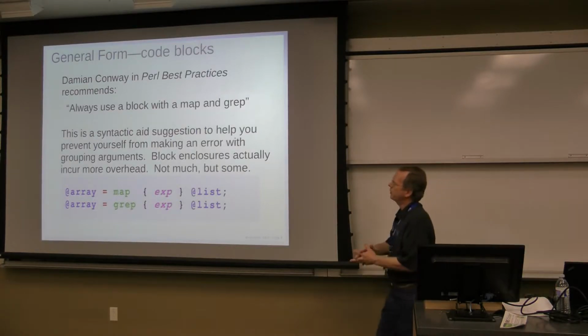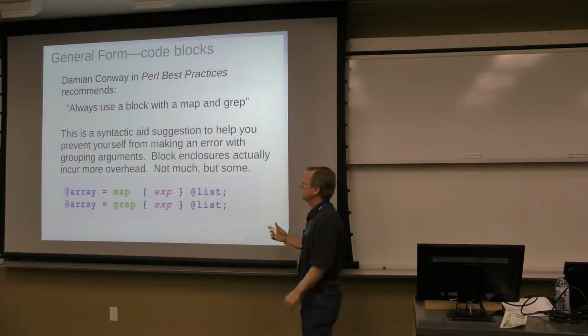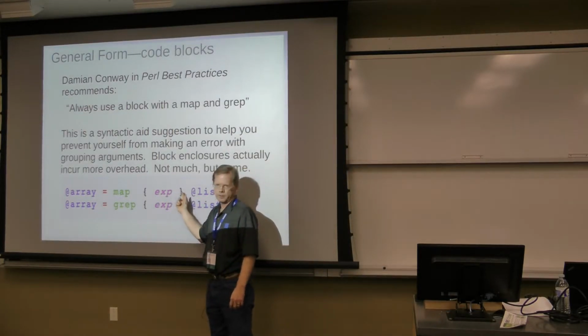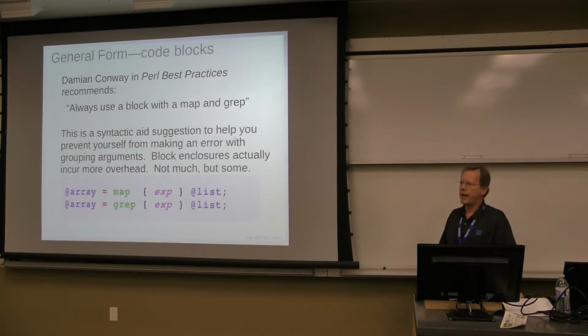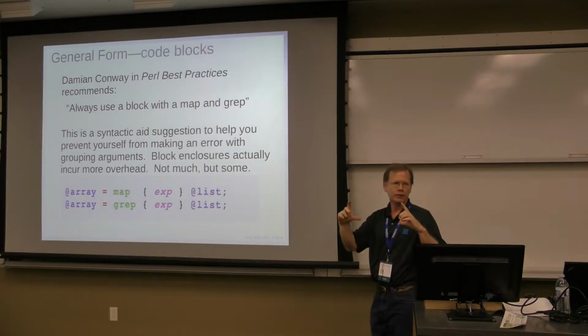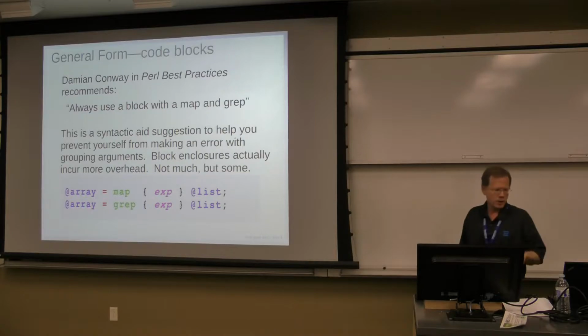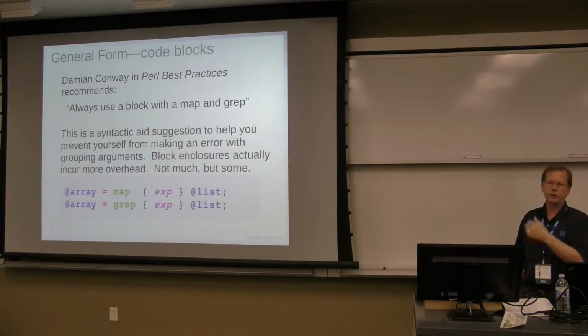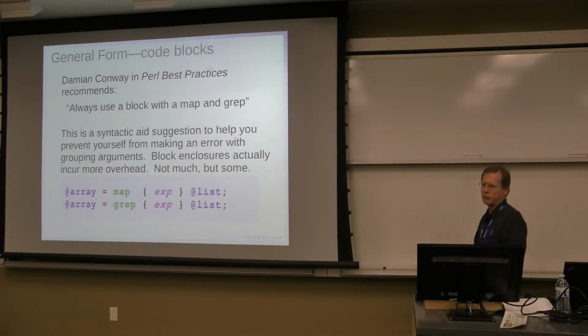Now, Perl's best practices, Damian Conway recommends to always use the block instead of the comma form. And the reason why is it's really a syntactic help so that we don't accidentally get the wrong thing happening, so that we have our thing that we're performing inside that code block. One of the problems with the block is it does give us a little bit more overhead. So if you're trying to squeeze every little bit of performance out of your code, drop your blocks.